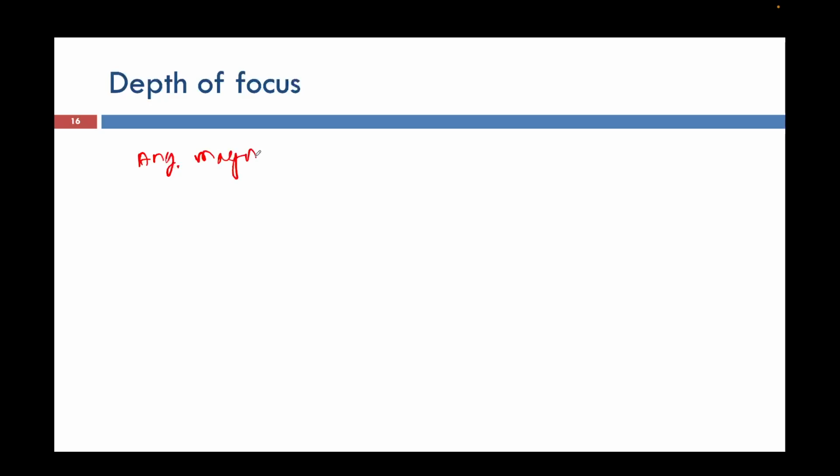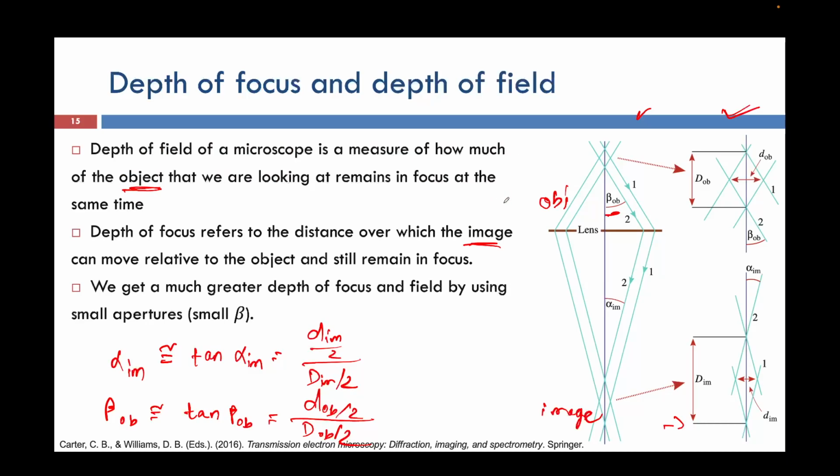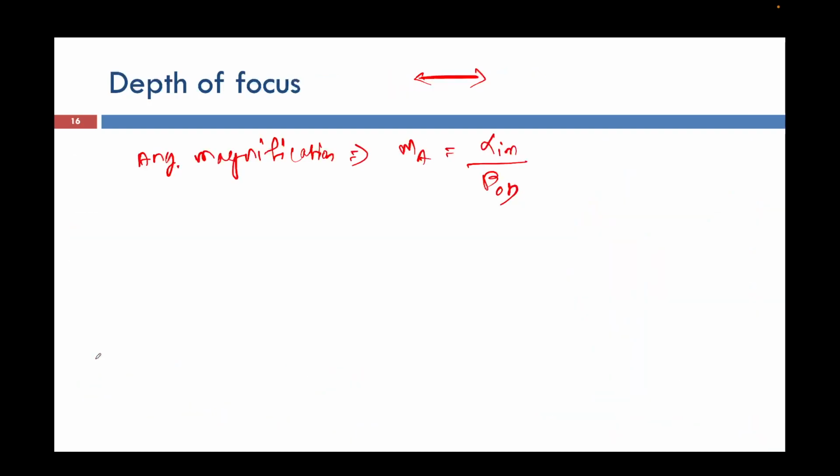Angular magnification means how much magnification is happening in the horizontal direction. If I give that the value Ma, it is given by alpha im by beta object, which we have derived here. So this is a geometrical derivation we can do. And then transverse magnification, that means the magnification occurring in the vertical direction. If I am talking about transverse magnification, then that is given by dim by d object.